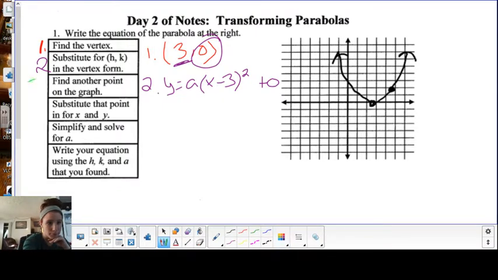Number 3, locate another point on the graph. Okay, we have a convenient one right here. We're going to call it 5, 2. I know it's not exactly 5, 2, but that's where it's supposed to be. I'm going to see if you guys can see it. Okay. Not bad.